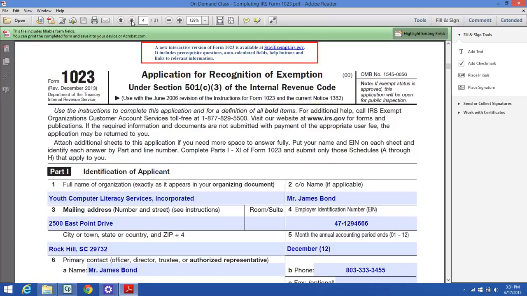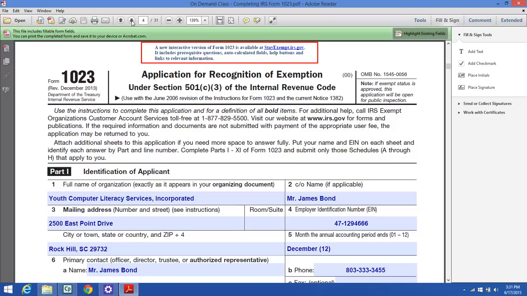Once again, please have your instructions for Form 1023 on the desk or table beside you as we complete this application together. The instructions provide detailed information regarding each question. I do not elaborate on the questions to the extent that the instructions do, so it's very important to have them nearby. Again, this is video number 2 of 4, and in this video we are going to cover parts 1, 2, 3, and 4 of this application.